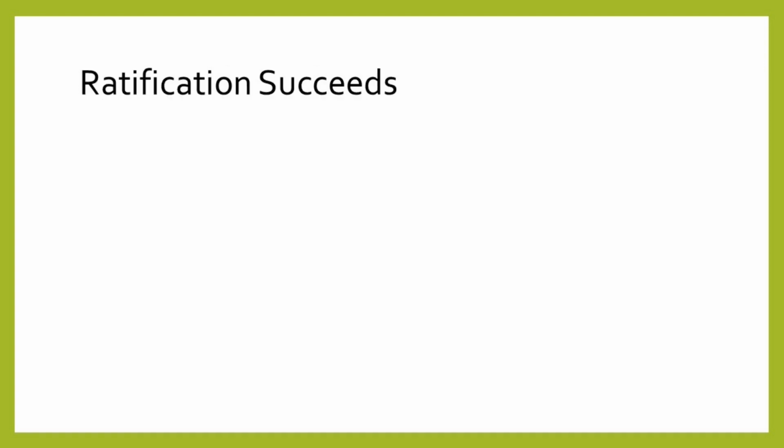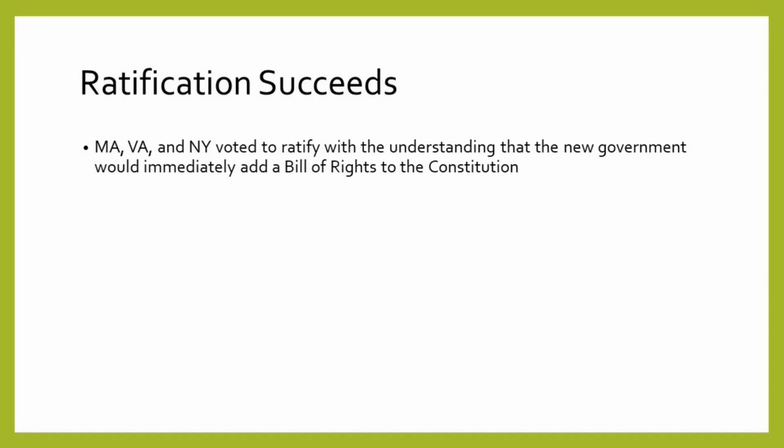This actually became a sticking point for several of the biggest states, Massachusetts, Virginia, and New York. They finally agreed to ratify, but only on the condition that as soon as the new government was formed, Congress would immediately create a Bill of Rights. Once those states came on board, the last couple holdouts joined for fear of being left out.